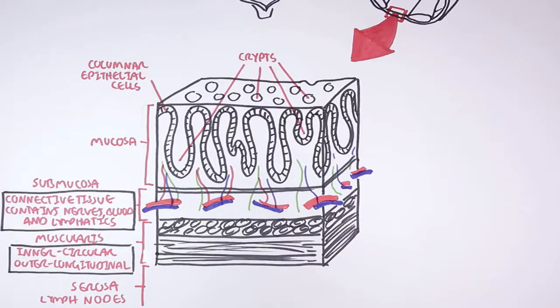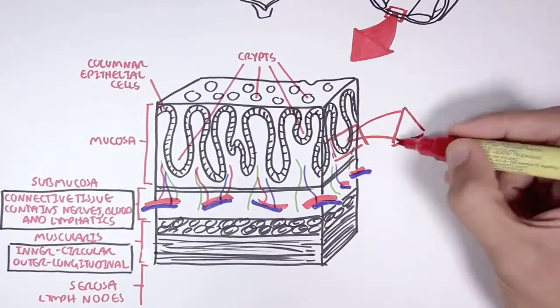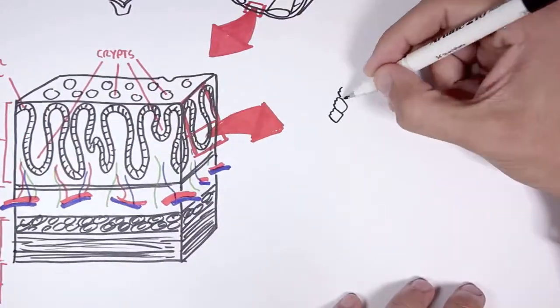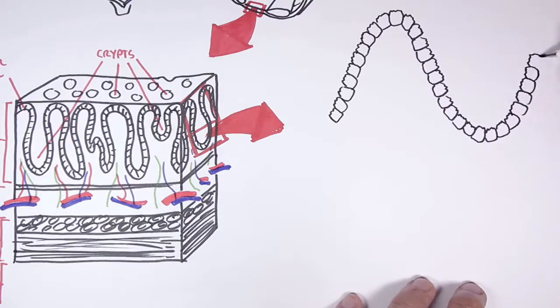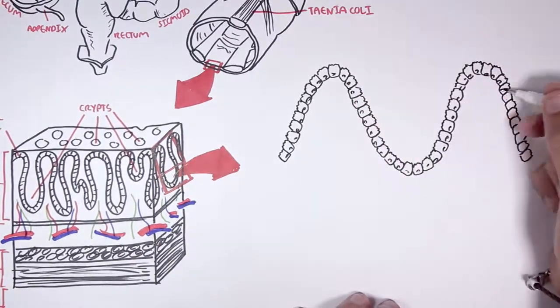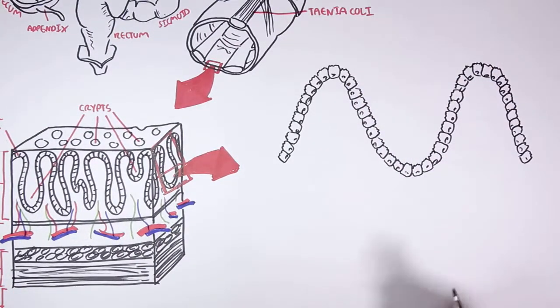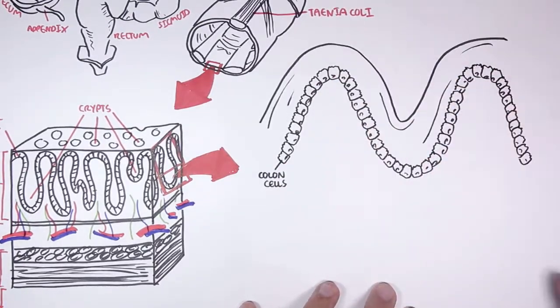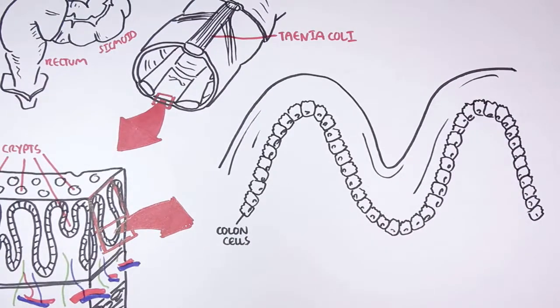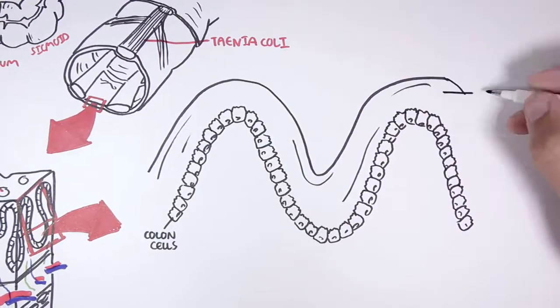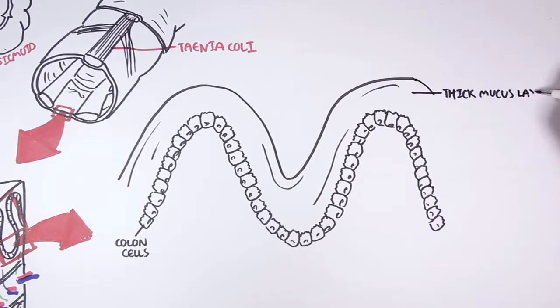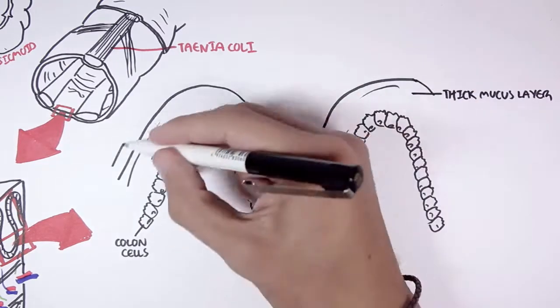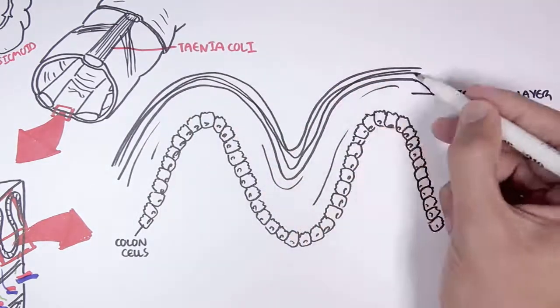Now let's have a closer look at the mucosa layer and at these columnar epithelial cells here. So here we have the colon cells. Above the colon cells, we have mucus, which is a liquid type substance that helps lubricate food as well as protect the lining of the digestive tract from dangerous microbes as well as from toxic substances. Now in the colon, there is a relatively thick mucus layer and then a thin mucus layer on top of that.